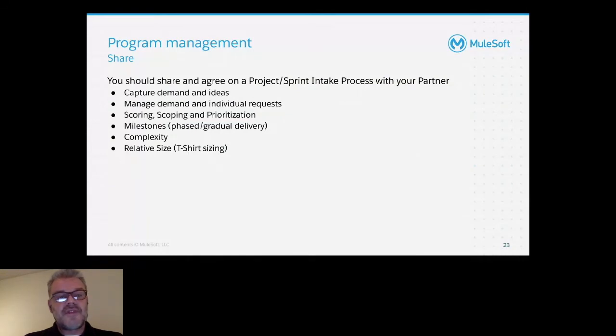You need to make sure that the complexity is known before you actually start coding. And you need to do a t-shirt sizing exercise where you assign a relative size for the integration. And that is needed so that you know when to expect a first version of that integration. So for program management, these are the things that you need to share. You need to make sure that this information is known before the partner actually goes off and builds you this new API.